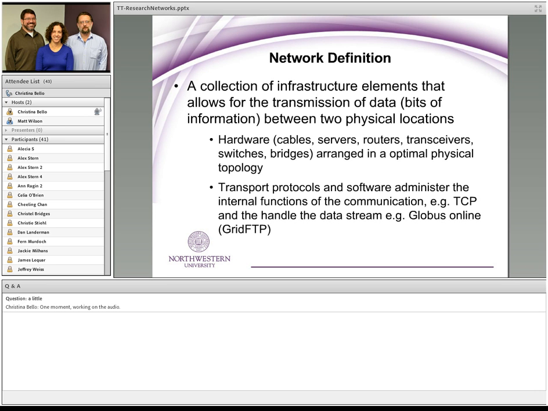On top of that hardware, we have transport protocols and software that administer the internal functions of how this communication goes. An example is TCP, which is, what is it, TCP, Transmission Control Protocol. Transmission Control Protocol, that's right. And the handling of data streams, let's say Globus Online, which is based on GridFTP technology.